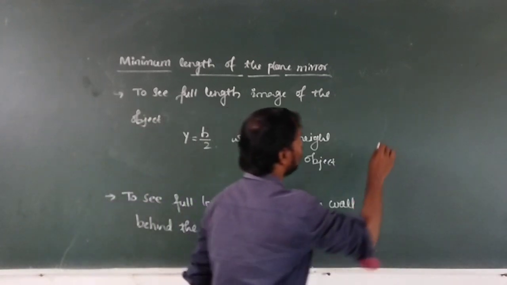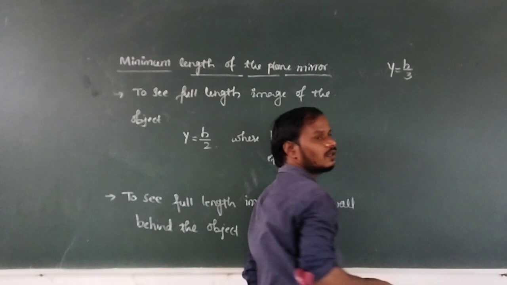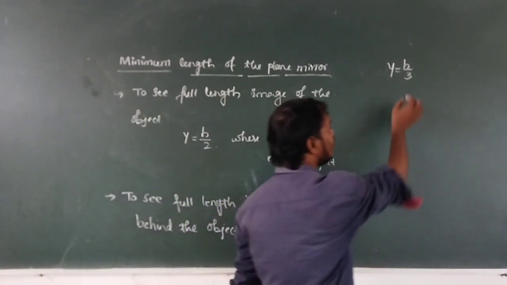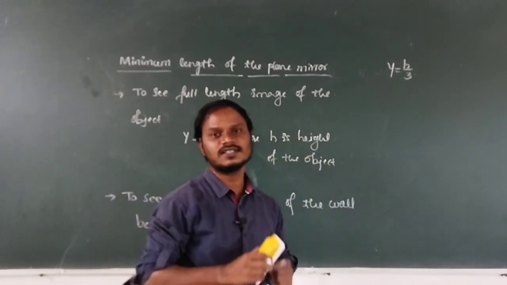So that can be written as y is equal to h by 3, means 1/3 of the height of the object. What is h here? H is nothing but height of the object. Now let us consider an example.